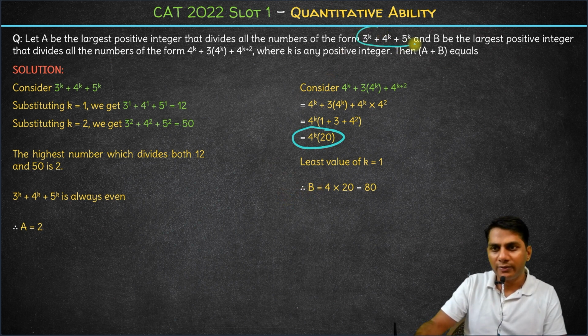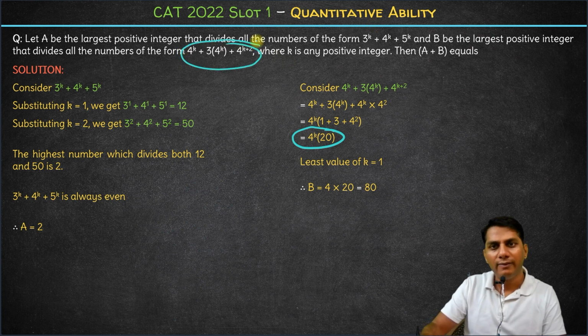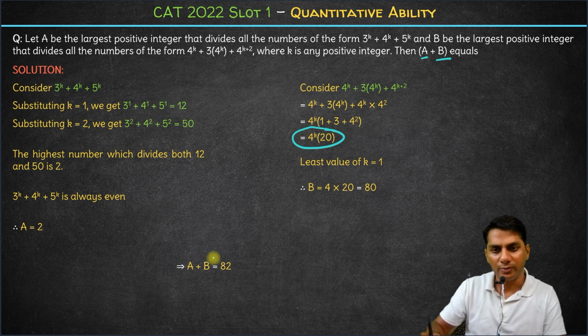So any number of the first form will have a highest common factor of 2, and any number of the second form will have a highest common factor of 80 when k is a positive number. So we have a is 2, b is 80, so a plus b comes out to be 82. So the answer to this question is 82.